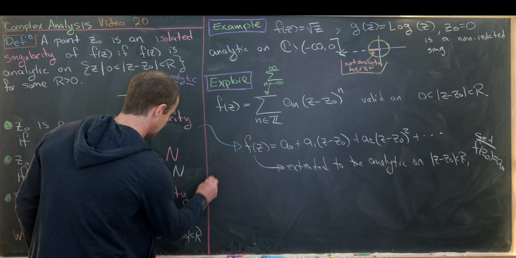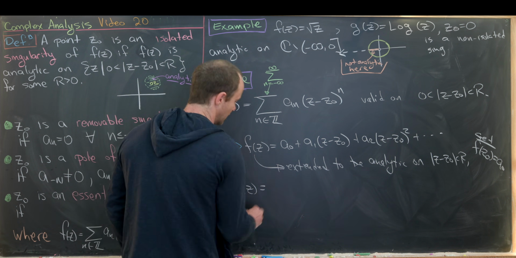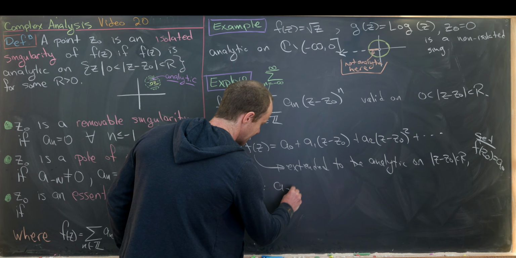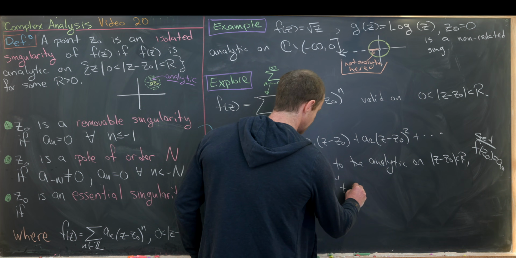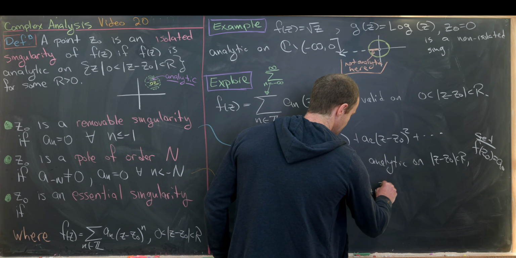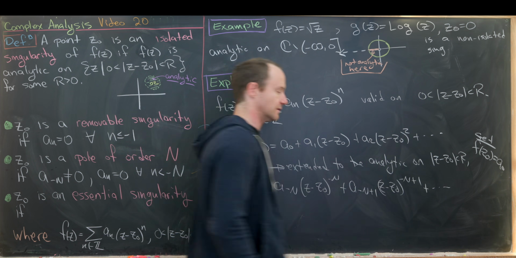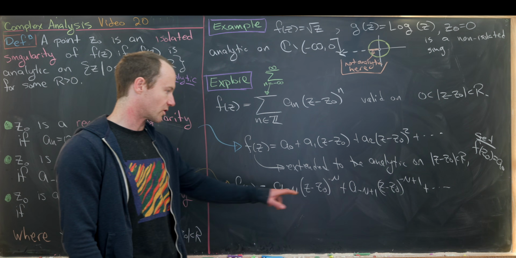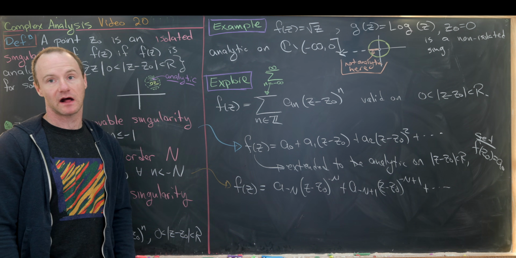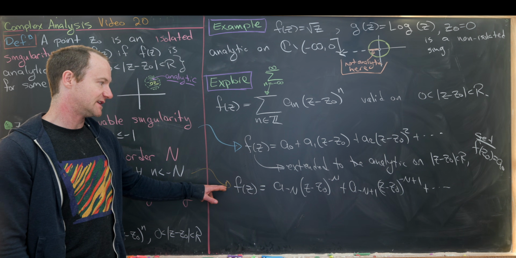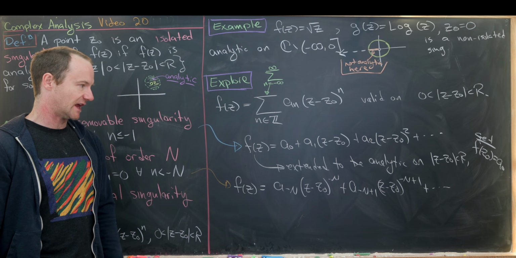So let's see. In this case, our Laurent expansion looks like the following object. So we've got a sub minus n, z minus z naught to the minus n plus a sub minus n plus 1, z minus z naught to the minus n plus 1, and so on and so forth. So it's a pole of order n because that's like the largest power of z minus z naught in the denominator. And this can't be extended to be analytic, but notice if we clear the denominators on the right-hand side, then we have an analytic function.